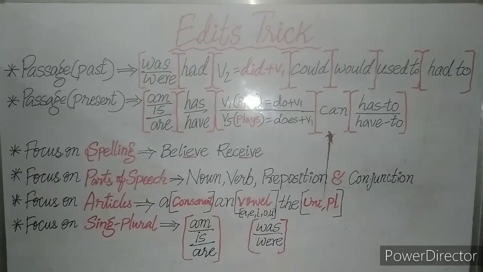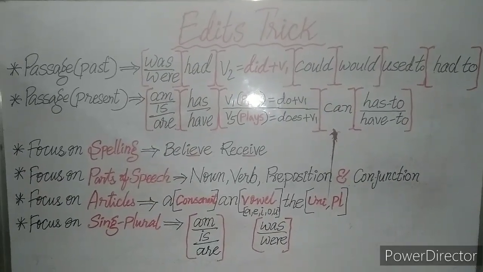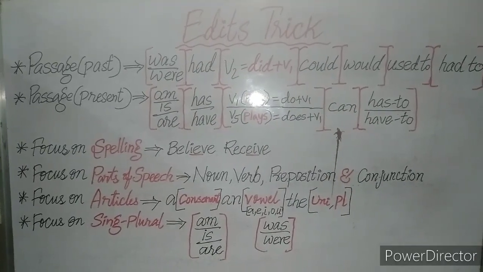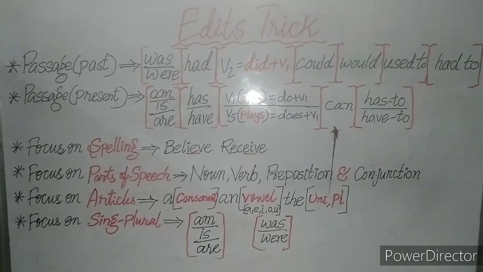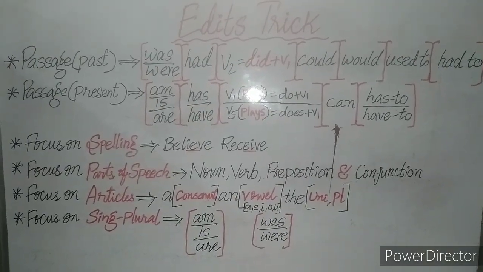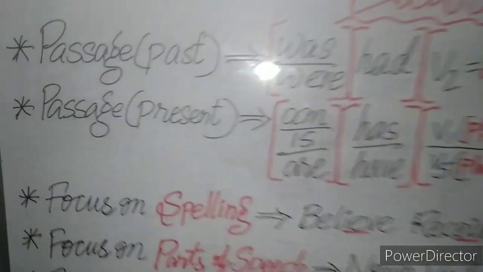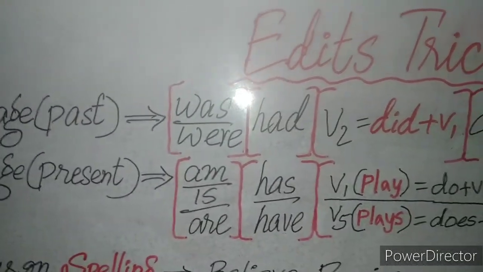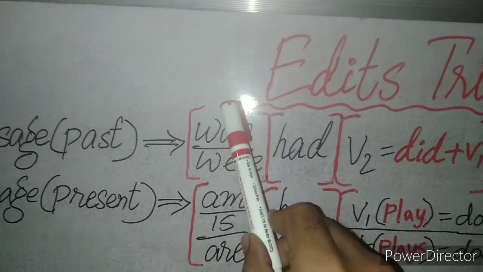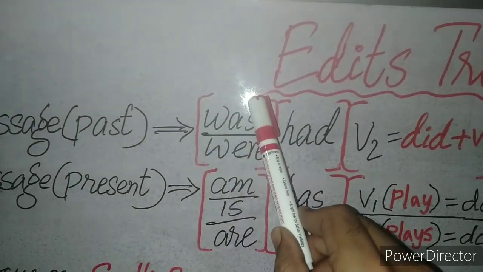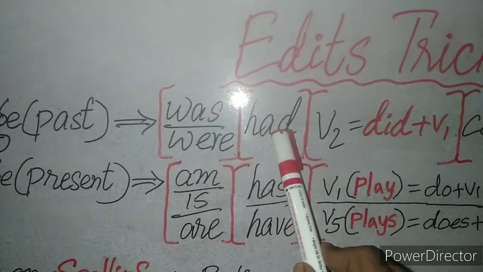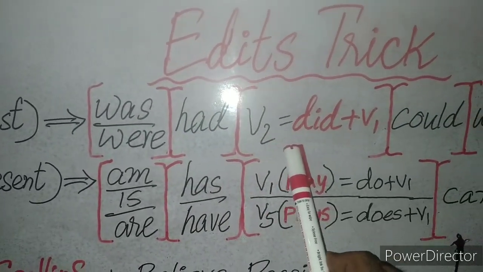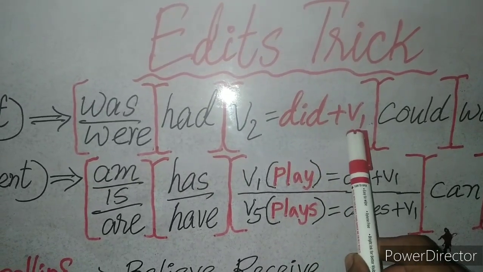Now here is the trick: how to identify edit bits for the essay examination. Okay, now I will explain it to you one by one. For example, in an edit bit, if the passage is in the past, you have to use was and were. If it is singular, was, and plural, were. And you must use had in the past, and the V2 form. V2 is equal to did plus V1.